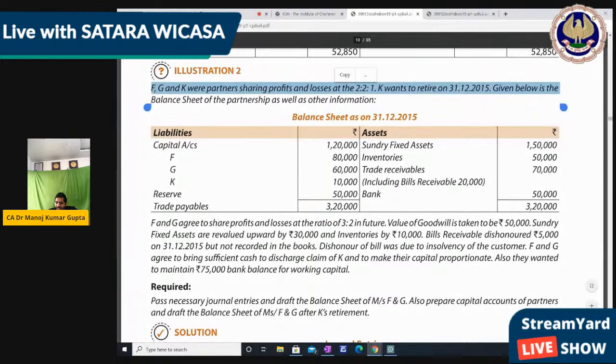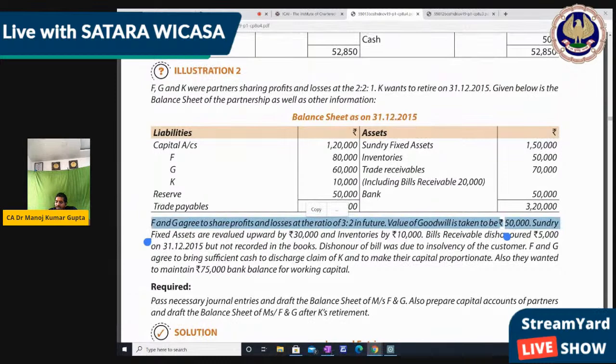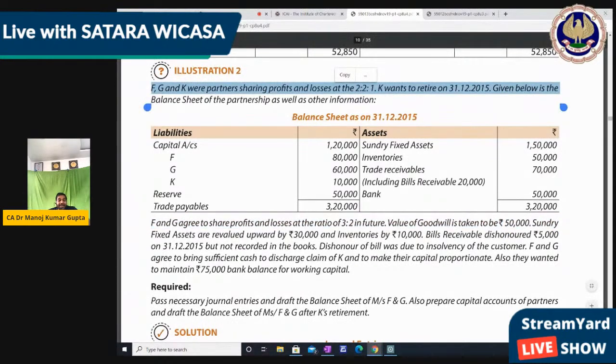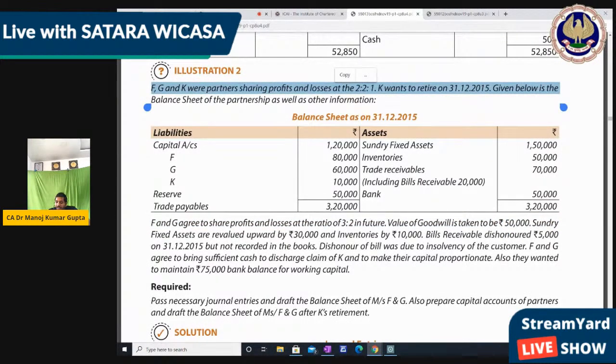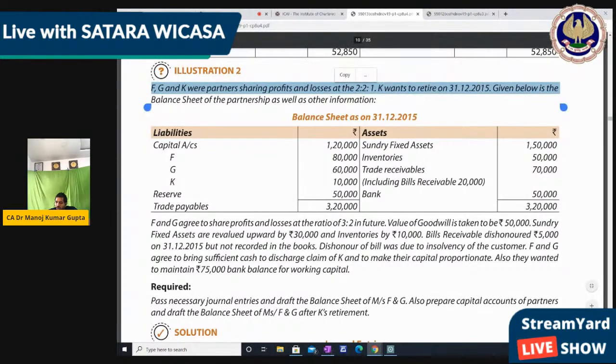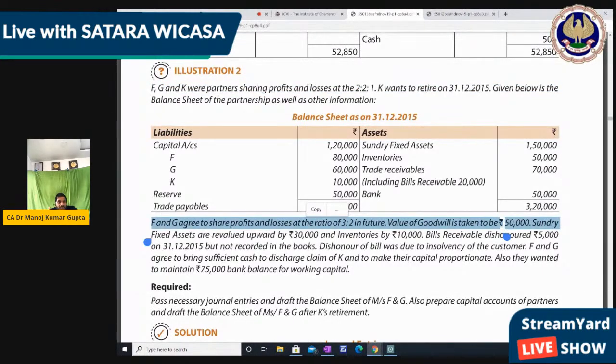So now F and G agree to share profit and loss in the ratio 3:2. We see the previous is 2:1. If they gain in the existing ratio, then the new ratio should be 2:2. But the new ratio is 3:2. That means the gaining ratio is different. So we have to calculate the gaining ratio in case of a retiring partner, equal to new ratio minus old ratio, right? So we can calculate the gaining ratio, and in the gaining ratio only goodwill is shared or goodwill is borne by the remaining partners, right? Value of the goodwill is taken to be 50,000.